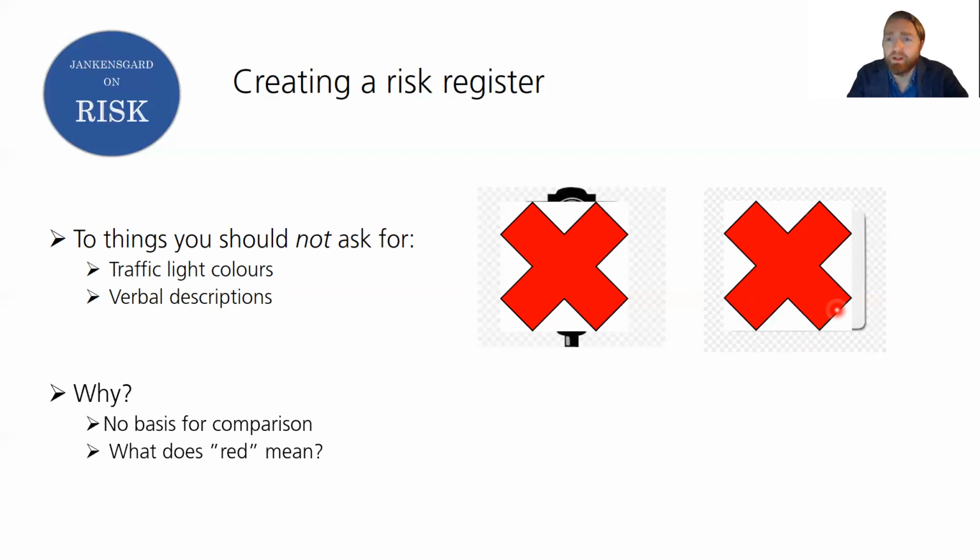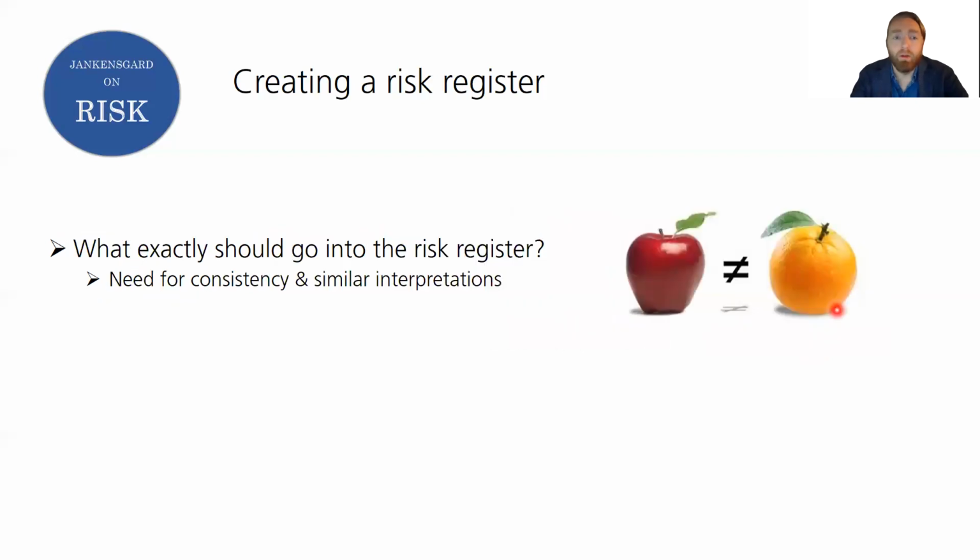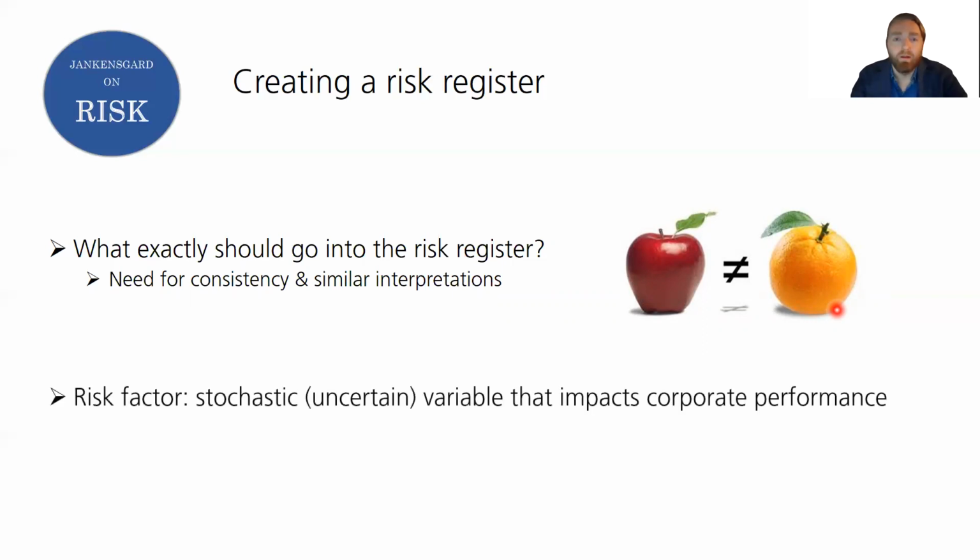We need something that is more to the point and more comparable then, which is, again, one of the key objectives here, that we want whatever goes into the register to have similar kind of interpretation, so that we can start comparing, right? Apples are not oranges.